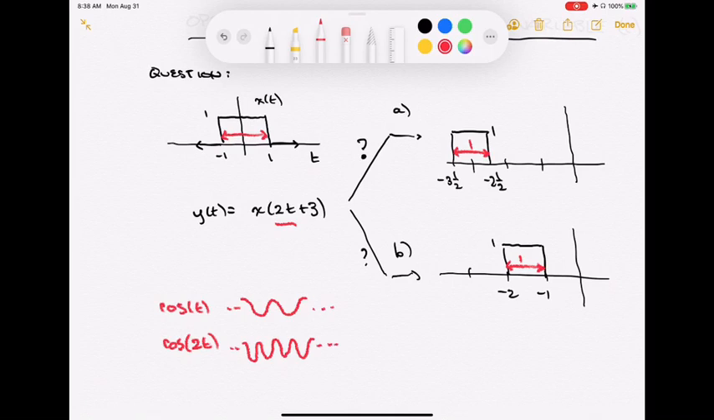Hopefully you've come up with something. What I can tell you is that when I give this problem, and I do this in class almost every semester, I've probably done it in class for the past 20 years, I get about 80% plus of the class telling me that A would be the correct representation of y of t equaling x of 2t plus 3, and I maybe get something like B being 20%.